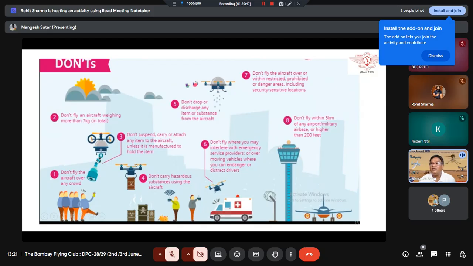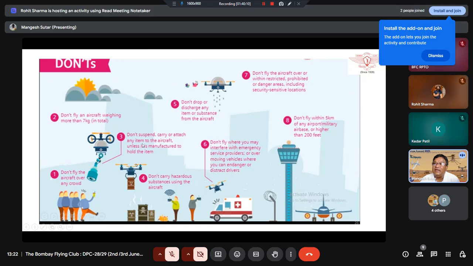Simple, clear? Don't fly an aircraft weighing more than 7. See, this is a very standard slide. Here it is 7 kg. For our rules, it is 2 kg, because beyond 2 kg is small class, and less than 2 kg is micro. For micro class, you don't require permissions and you can fly, but for non-commercial purposes. Again, if you are doing it for commercial purposes, you need permissions.